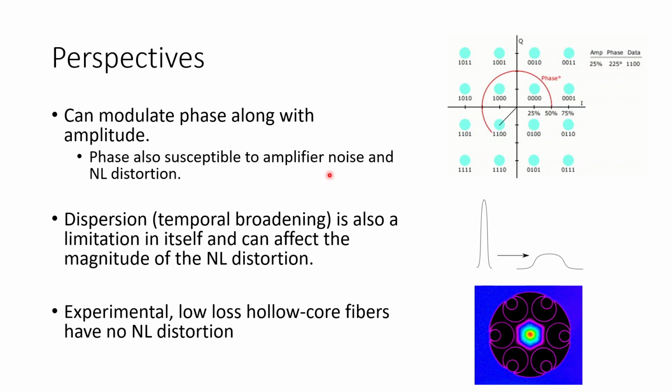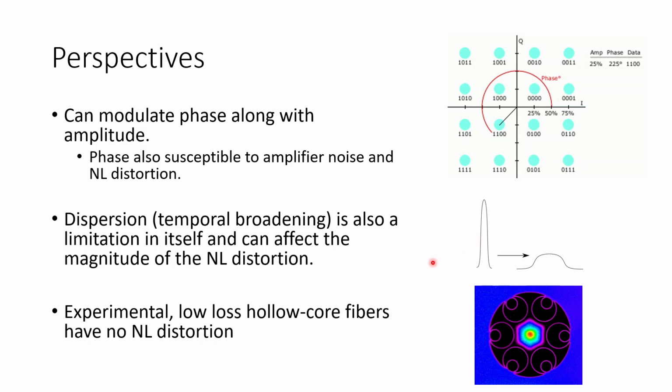Another effect that is important to consider is dispersion, which essentially refers to the temporal broadening of very short pulses inside of a fiber, which occurs because a short pulse like this consists of many different frequency components, and if the refractive index is a little bit different for different colors, then some frequency components will propagate slightly faster than some other ones, and that will cause the pulse to spread out over time. Now, this is a limitation in and of itself, but the amount of dispersion also affects the magnitude of the nonlinear distortion. That's another factor to keep in mind if you want to do this kind of modeling.